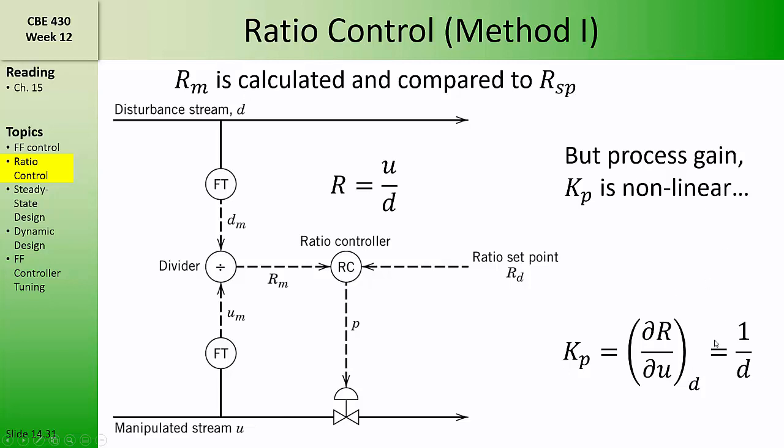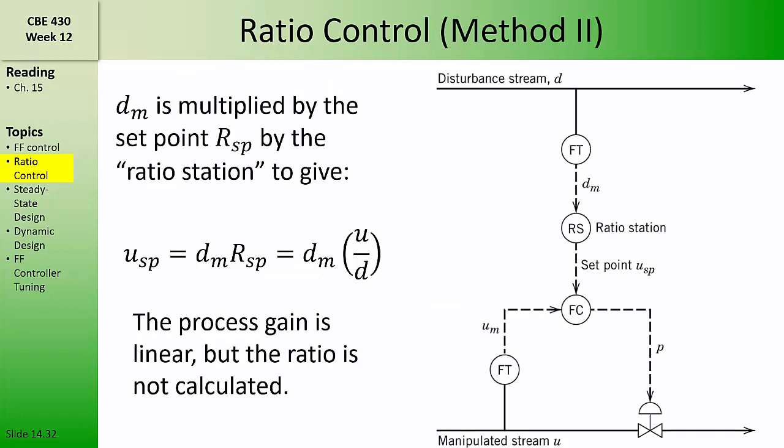The process gain is 1 over d, and since we're assuming that d is varying with time, since it's our disturbance variable, that process gain is not constant. A non-constant gain means that the relationship between the manipulated variable and the controlled variable is nonlinear. Now, if the deviation in d is a small fraction of a very large number, then we might approximate the process gain as a constant. But on the other hand, if the deviation in d is a large variation in a small number, then Kp would be changing with time.